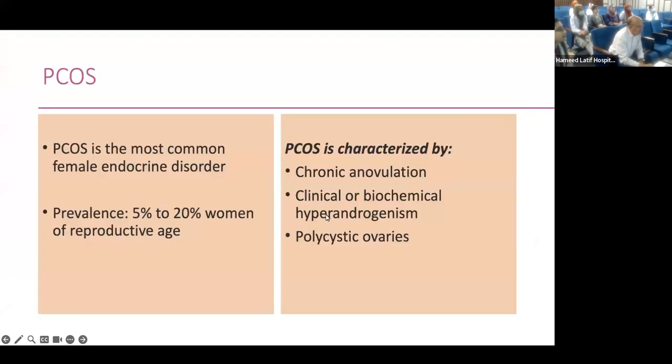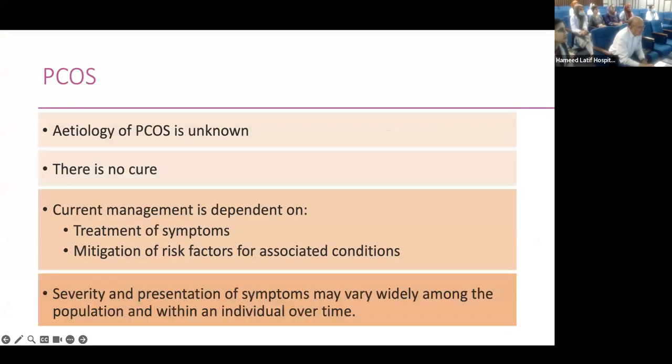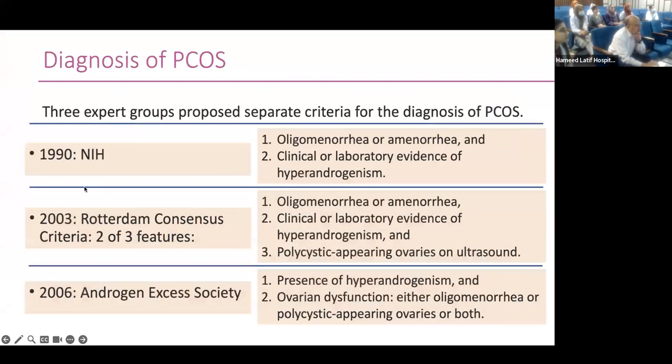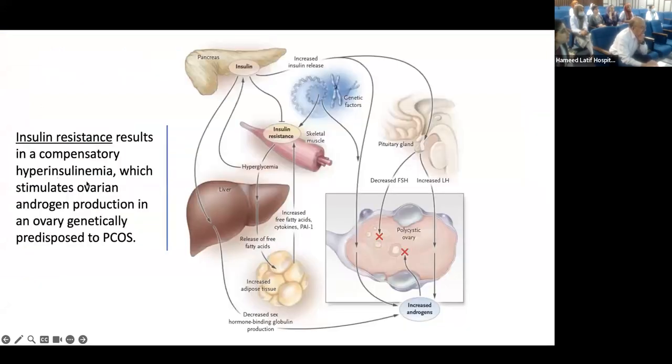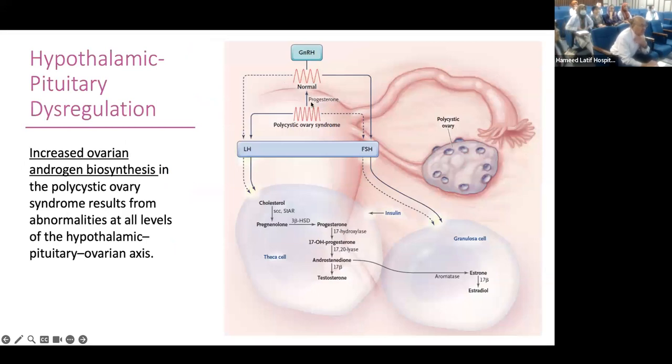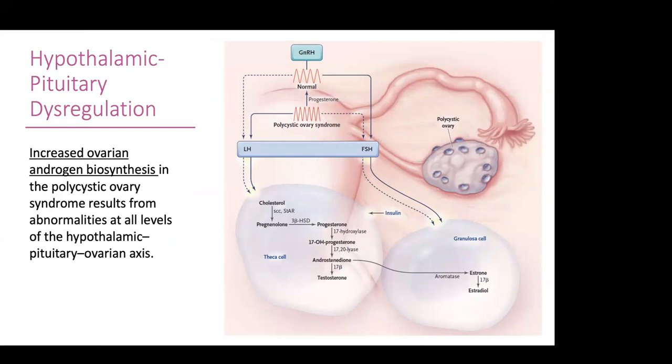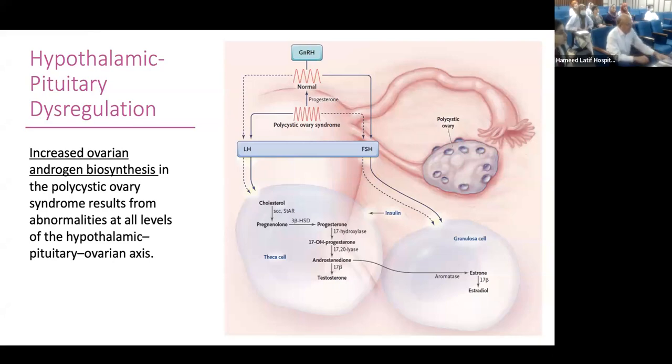Actually, these are two diagrams. Insulin resistance results in a compensatory hyperinsulinemia, which stimulates ovarian androgen production in those ovaries which are genetically predisposed to that. And there is this pulsatility of gonadotropin releasing hormone, which favors production of LH compared to FSH. And that also acts on these granulosa and theca cells. It is important to understand these two diagrams, which I'll put up for you to go through, and they'll help you understand how insulin resistance helps produce more androgens in polycystic ovary women.